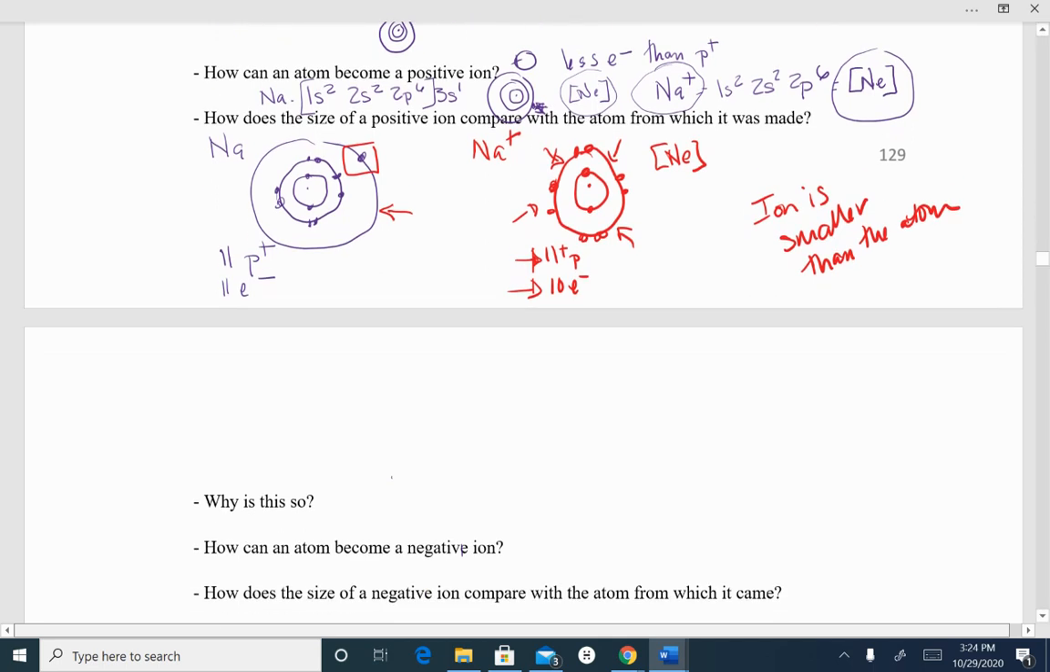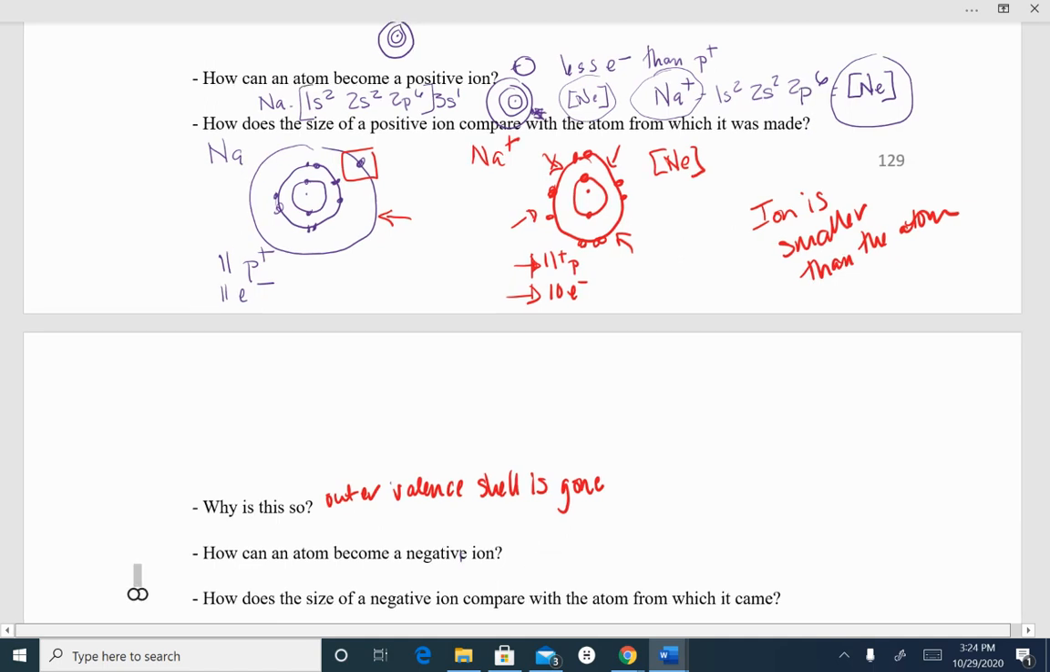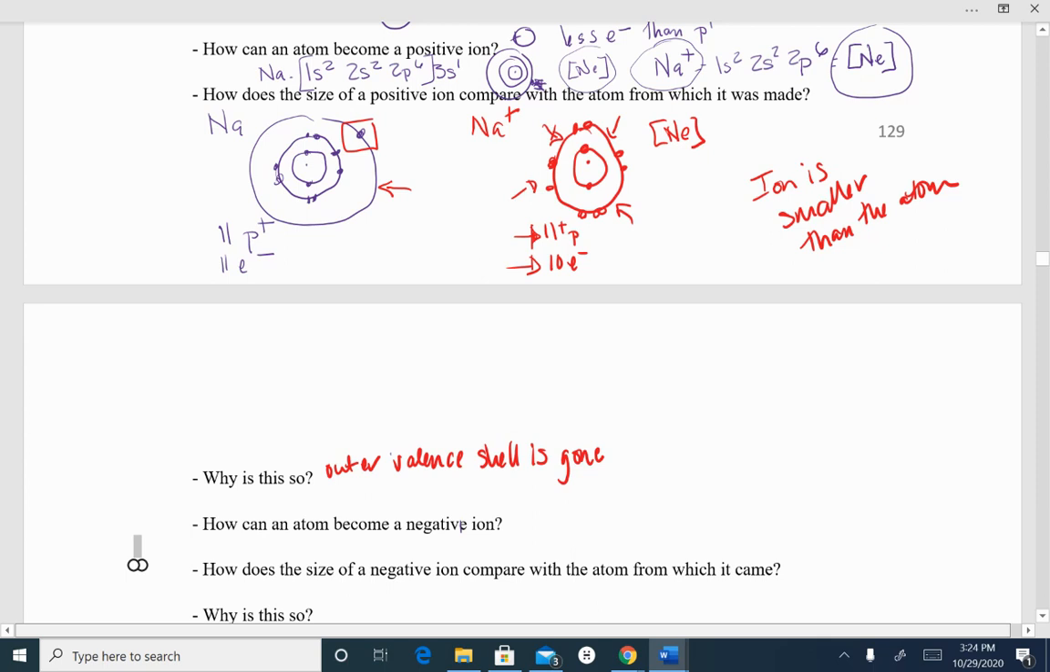There are two reasons why that is. First, we got rid of the outer valence shell, so we shrink that. And the other reason is we now have a greater proton to electron ratio to pull the electrons in even tighter.